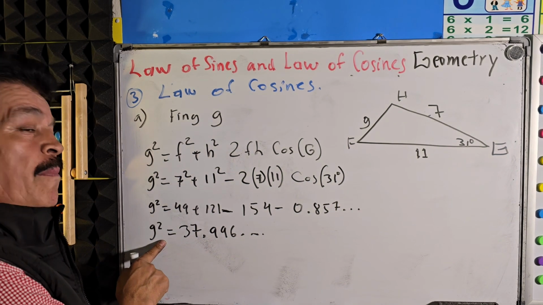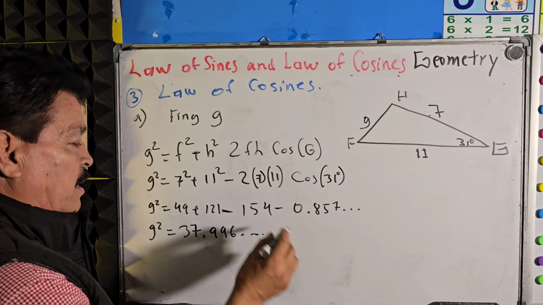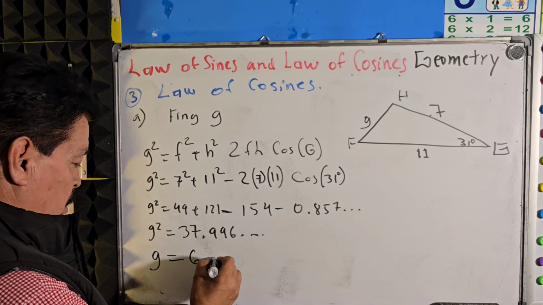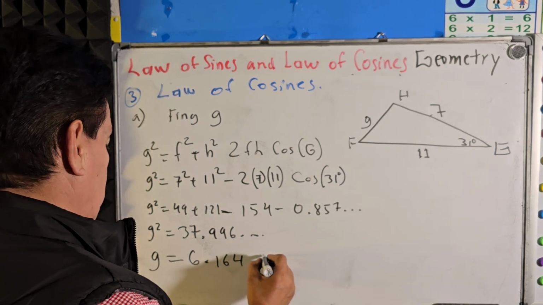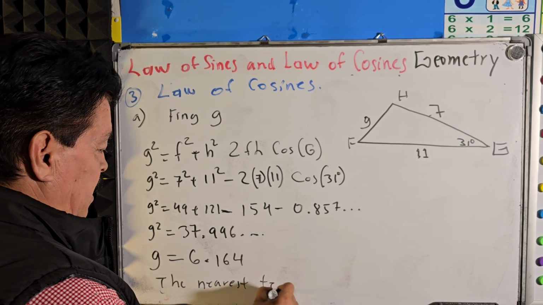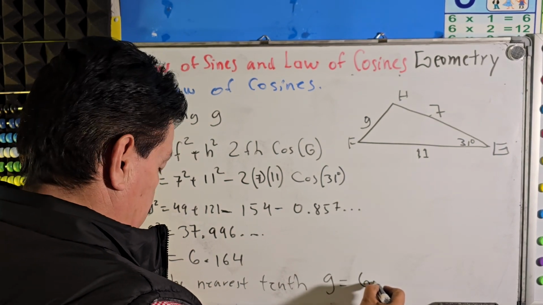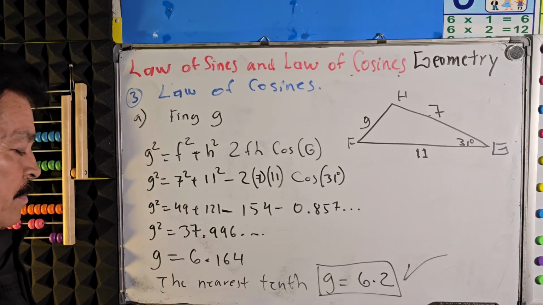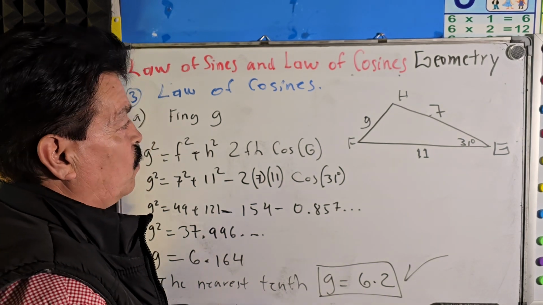This is a square, remember, a square. You find the square root of this number, the opposite operation, we have to find the square root. So you find the square root, G is going to be 6.164, right? So to the nearest tenth, G equals 6.2. All right. That's our solution to our problem.